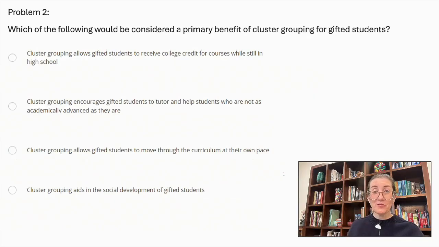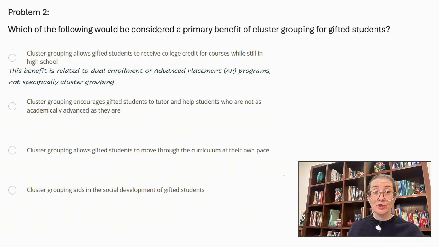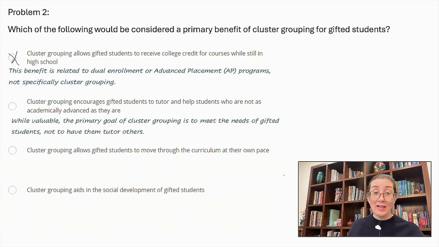Problem number 2. Which of the following would be considered a primary benefit of cluster grouping for gifted students? Cluster grouping allows gifted students to receive college credit for courses while still in high school. This benefit is related to dual enrollment or advanced placement programs, not specifically cluster grouping. So that's not the correct answer. Cluster grouping encourages gifted students to tutor and help students who are not as academically advanced as they are. While valuable, the primary goal of cluster grouping is to meet the needs of gifted students, not to have them tutor others. So this is not correct either.